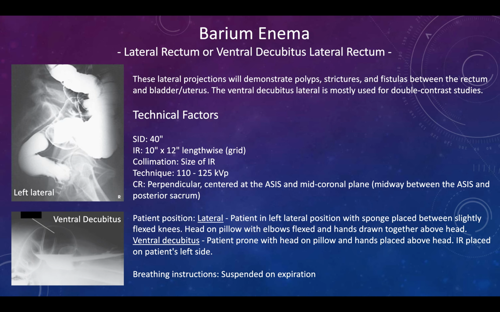The patient positioning for the lateral, just the patient in standard left lateral position, sponge between slightly flexed knees, head on pillow and elbows flexed and with the hands drawn up above the head in the shark fin. And the ventral decubitus is going to be a prone, head on pillow, hands above the head, the IR placed on the patient's left side.